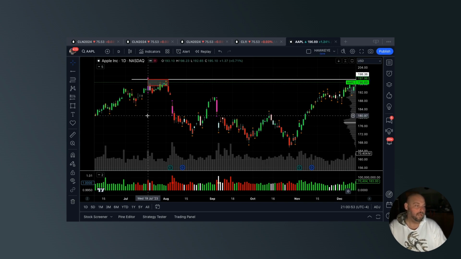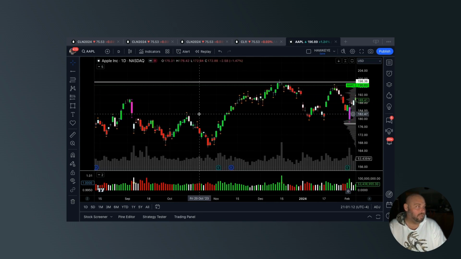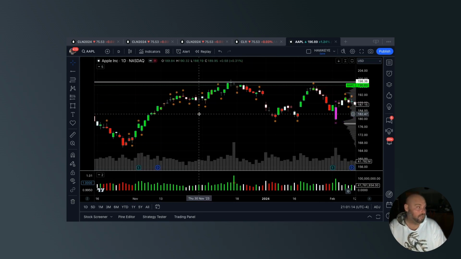Sellers got aggressive as we made that last high. You can see we came back into it. That wick in itself provided an area of supply or resistance, and you can see that triggered a massive sell-off. Now, let's fast forward, because this is the one I really love.